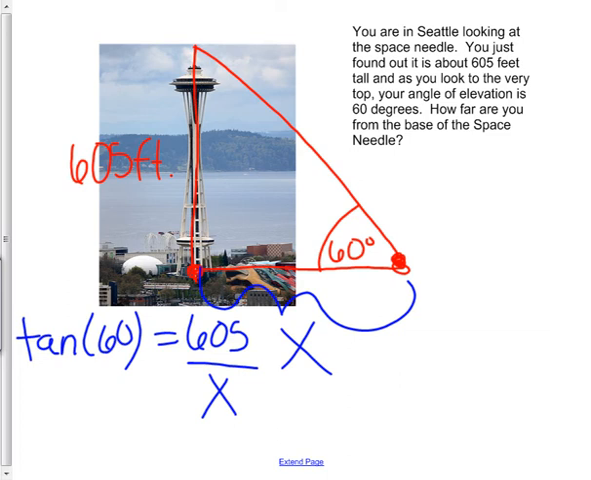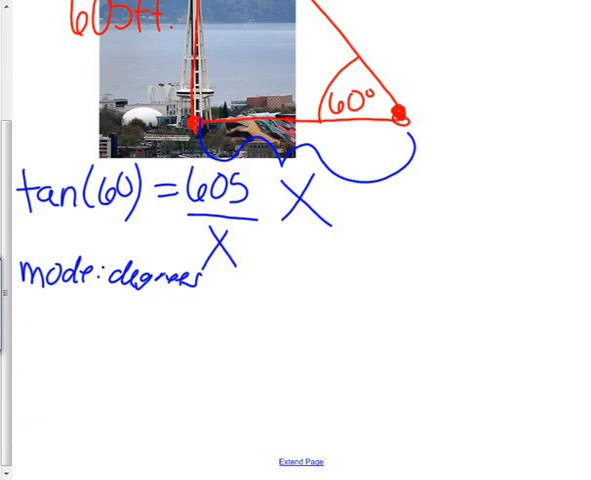So I want you to solve this problem and get out your calculators. One thing to note, what do you want your mode to be? Check that before you do it, because I'm assuming many of you probably have it in radians. Once you get the measure of x, you can shout it out.